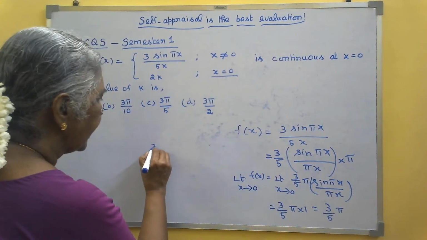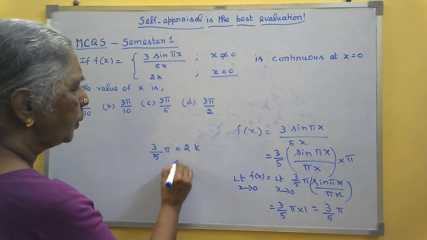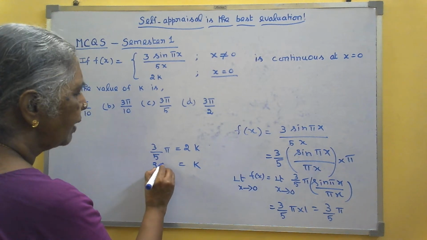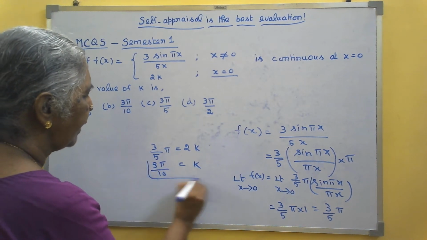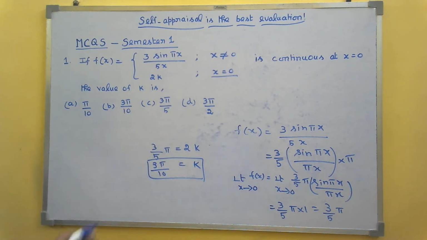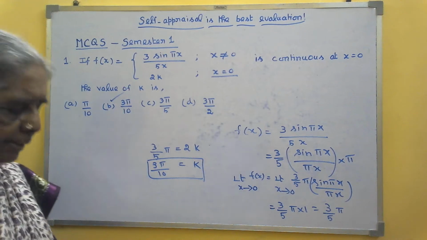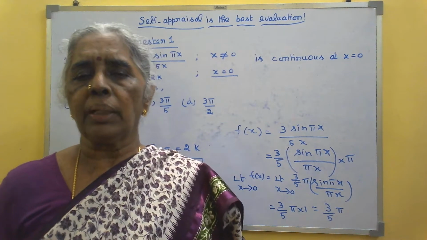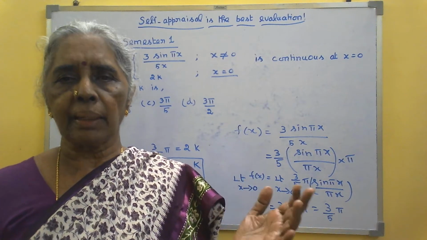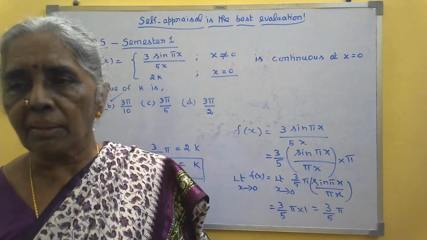So, now you can equate 3 by 5 pi, that is equal to 2k. K you keep here, this 2 you bring here, you will get 3 pi by 10. This will be the value of k. Check the options now. You are getting option B, that is 3 pi by 10. So, if you know the basic concepts of continuity and the 3 important theorems in limits, you will be able to do the sum here. Hope this sum is clear to you, right?